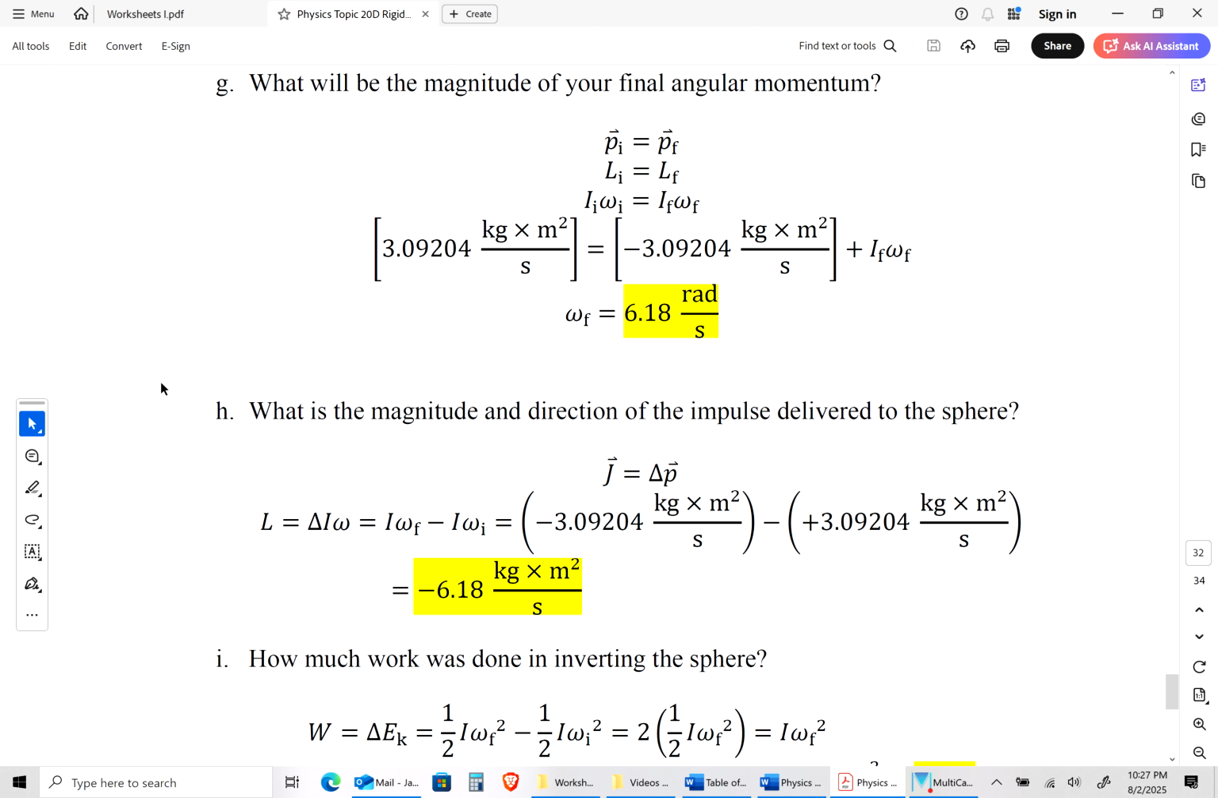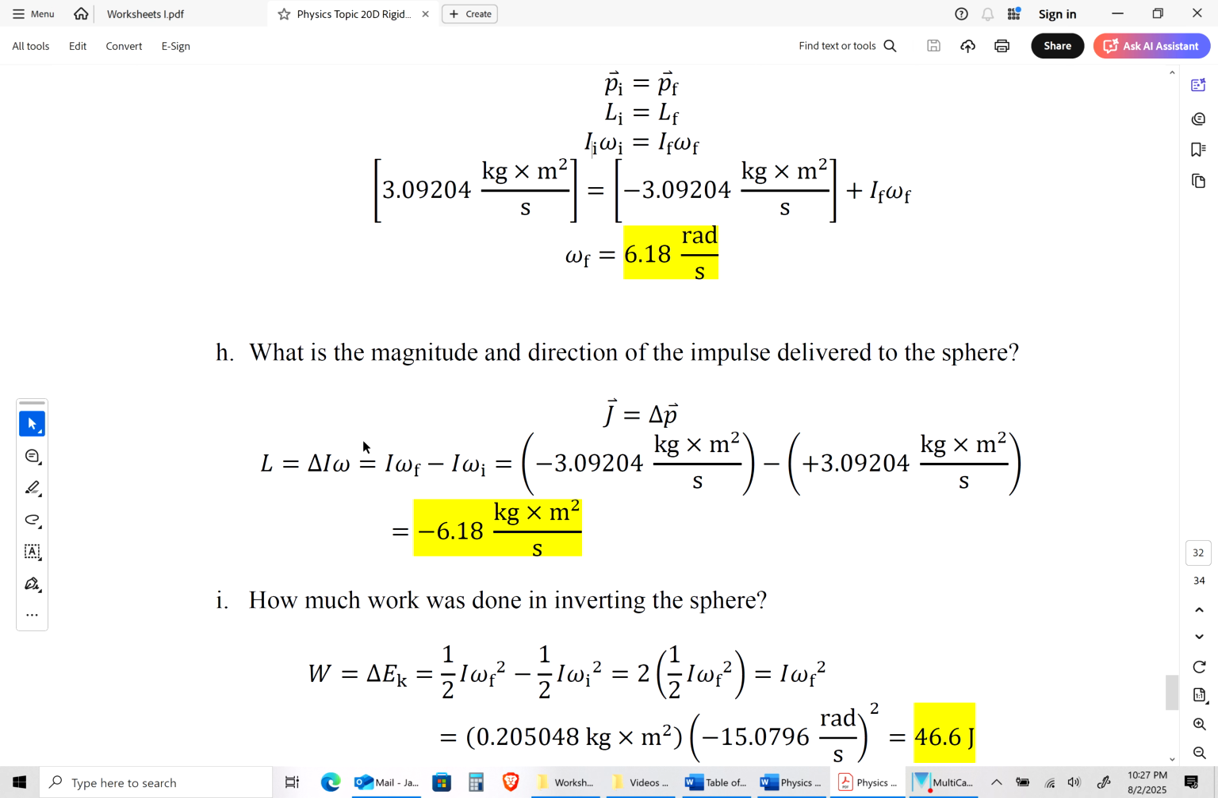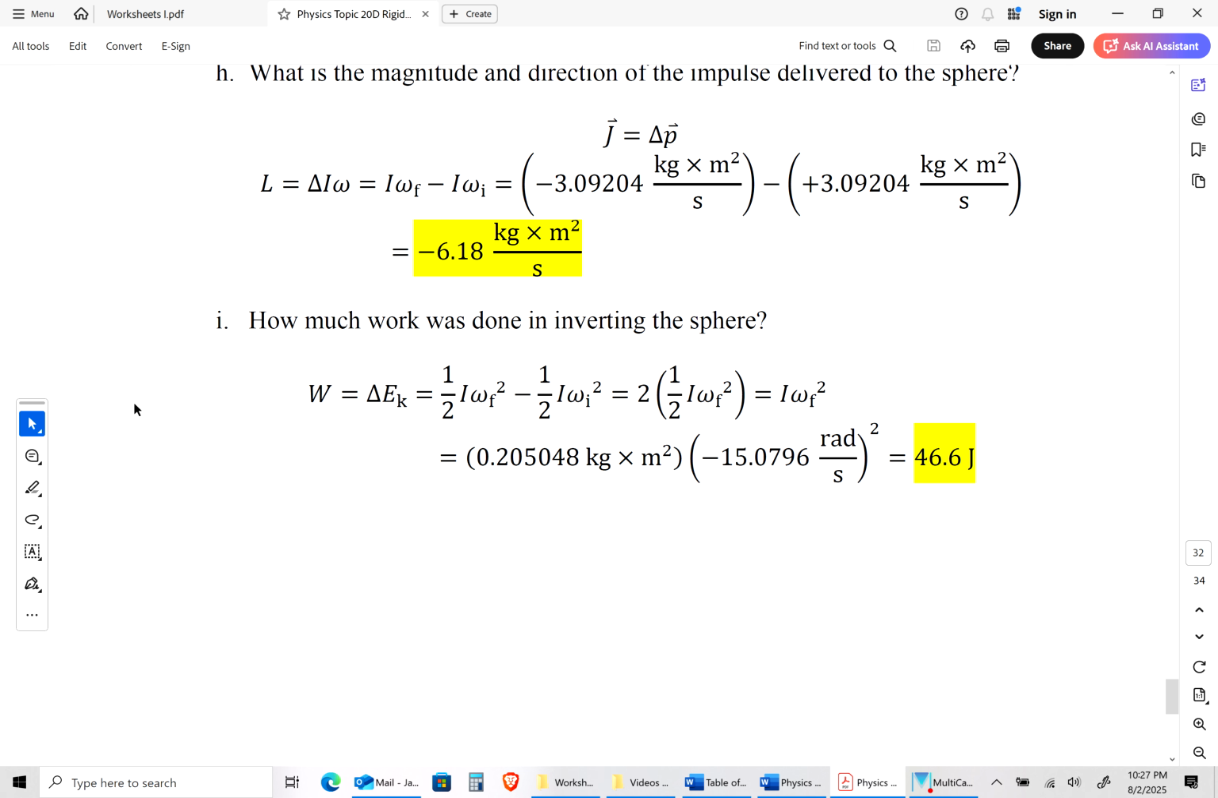Part H, what is the magnitude and direction of the impulse delivered to the sphere? We'll just use this equation here. Part I, how much work was done in inverting the sphere? We'll just use this equation here.